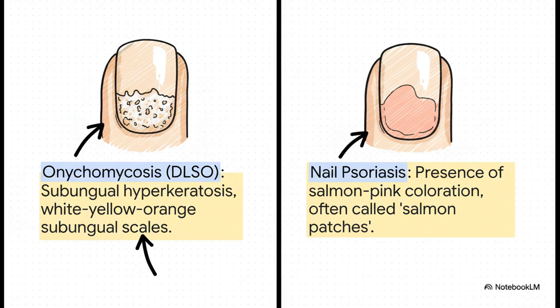Okay, here's the bottom line. For distal lateral subungual onychomycosis, or DLSO, the key signs are that subungual hyperkeratosis and the white, yellow, orange scales we just talked about. But for nail psoriasis, the absolute pathognomonic sign, the giveaway, is the presence of that salmon pink coloration, often called salmon patches. If you don't see those patches, it strongly points you away from psoriasis and back toward a fungal cause. This is a critical differentiator.